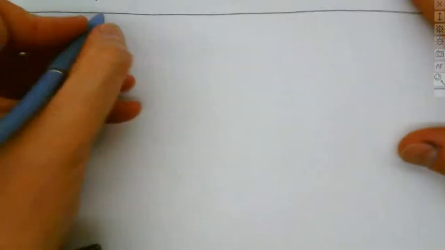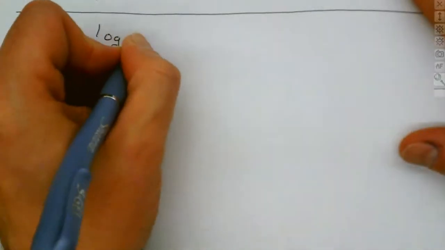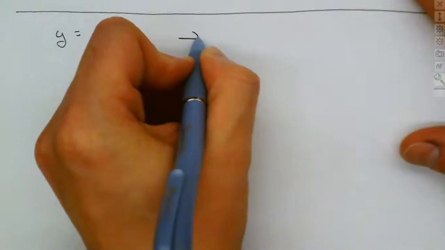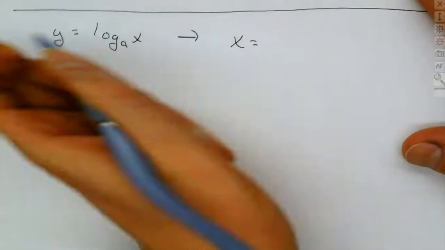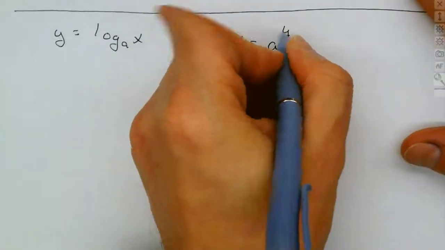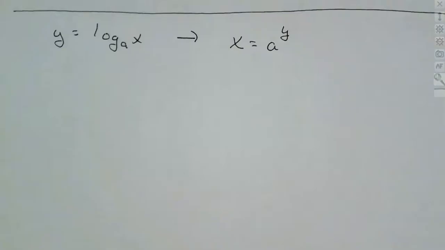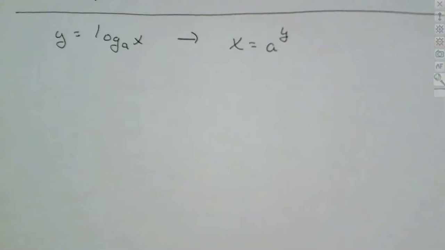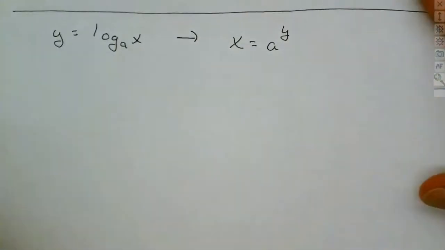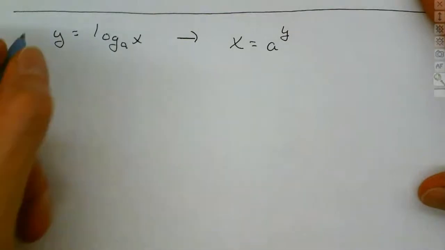So I'm going to write up our formula. And here's our formula. y equals log base a of x. All right, so that can transform into x equals a^y. So they can transform back and forth between each other. So here's an example of one that we can transform, and you can see how it works.